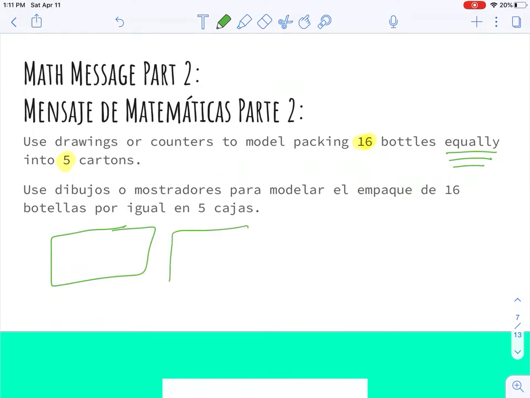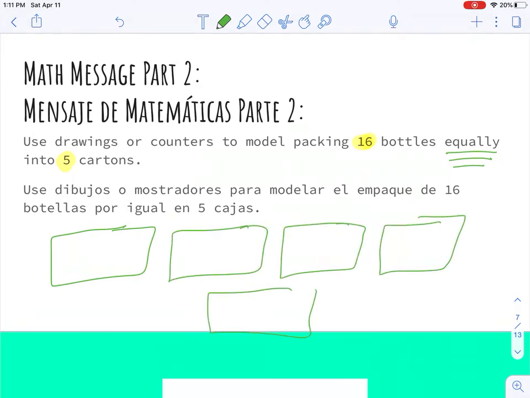So first I need to draw 5 cartons. Then I need to take my 16 bottles and spread them out. 1, 2, 3, 4, 5, 6, 7, 8, 9, 10, 11, 12, 13. Oh no, I messed up. Hang on, let me fix that. Let me go back a little bit.